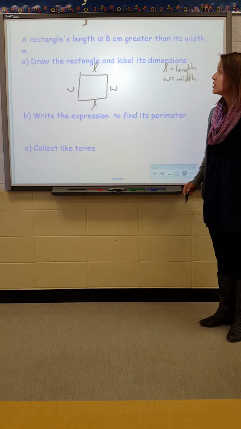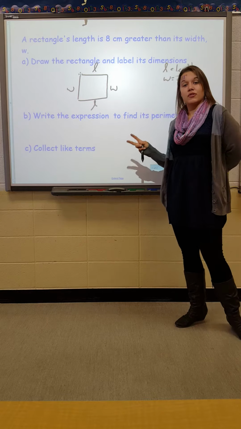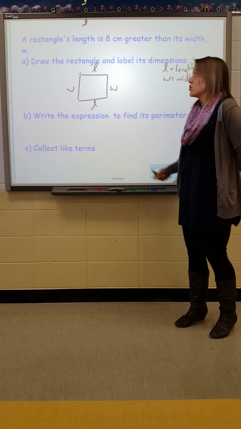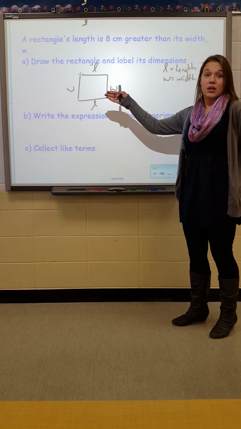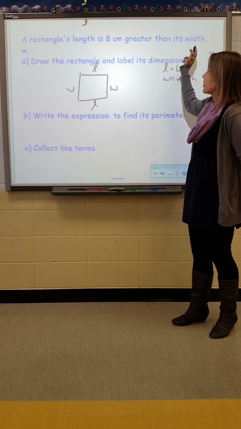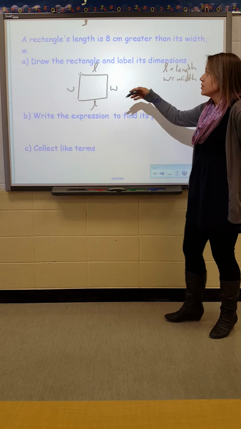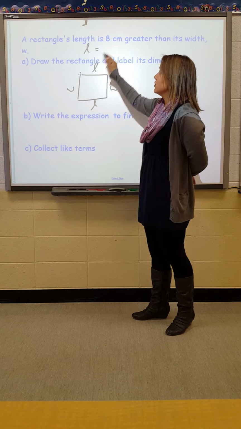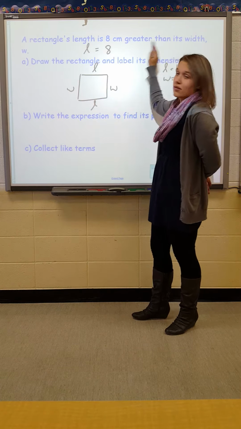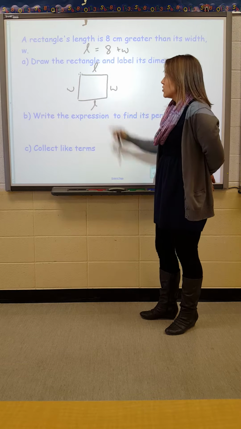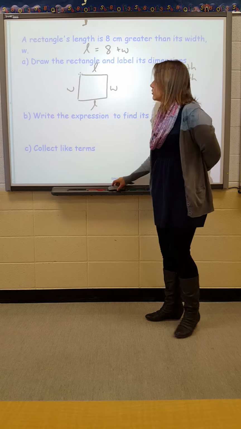Now the problem is, we don't know how to really solve for two variables. We can only really solve for one in grade 9. So I need to represent one of them by something else. So it tells us that the rectangle's length is 8 centimeters greater than its width. So how I would do that is I would say my length, L, equals 8 centimeters greater than, which means I'm adding that to the width. So now wherever I see an L, I'll put 8 plus W.